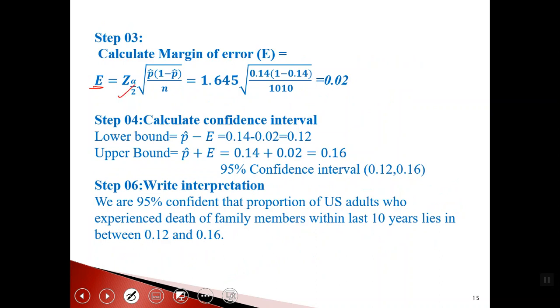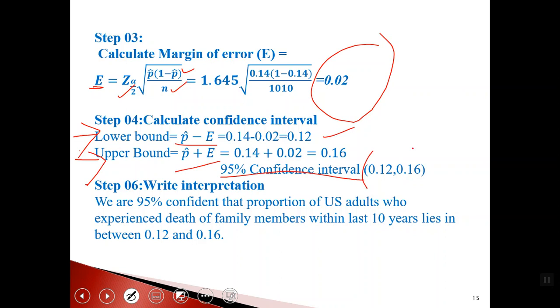Then calculate your margin of error E by plugging the values into this formula. You know what C alpha over 2 is, you know what p hat is, you know what n is, so you can calculate the margin of error. Next step, lower bound is p hat minus E, upper bound is p hat plus E, which is 0.16. So the confidence interval is within these two values, lower bound comma upper bound.